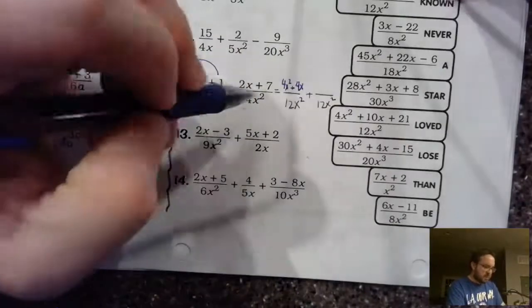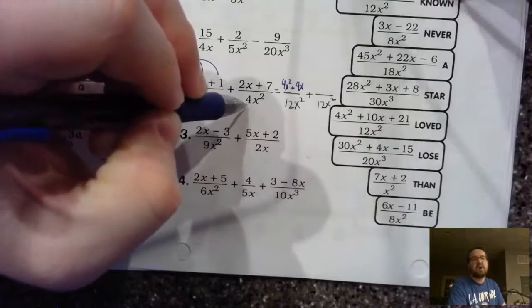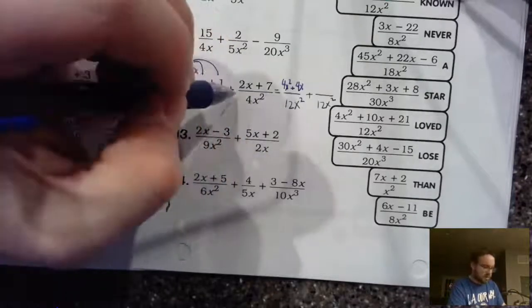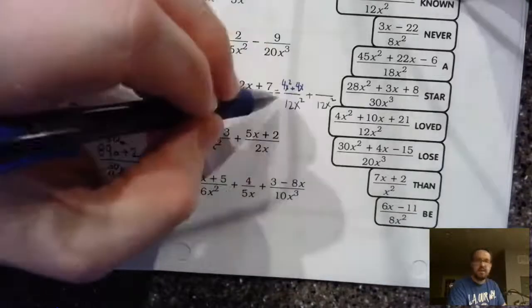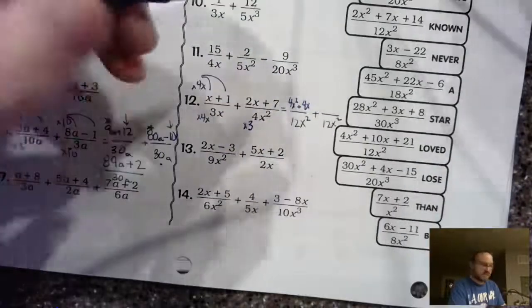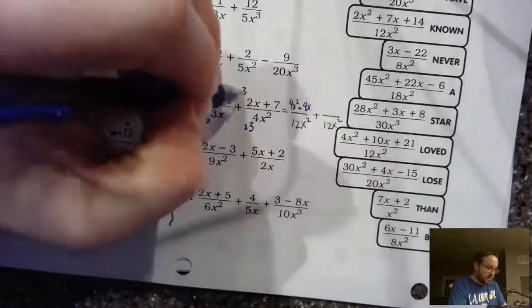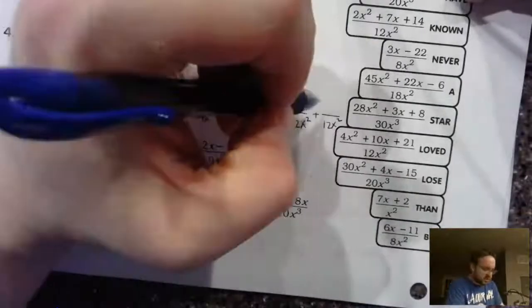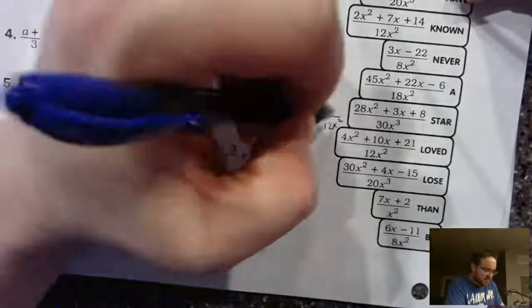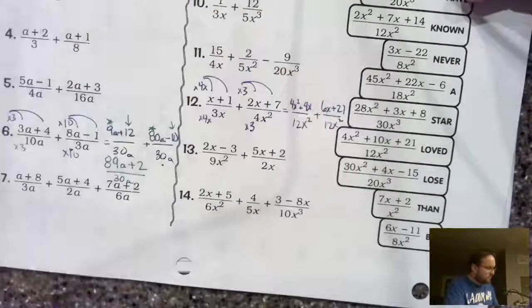Let's do the same thing here. Notice I'm going from 4x squared to 12x squared, right? So 4 to 12 is just 3. And notice my denominators match up with those x's. So that's all I'm really going to have to multiply by. Distribute that 3 on the top, right? Since we changed the bottom, that would be 6x plus 21.